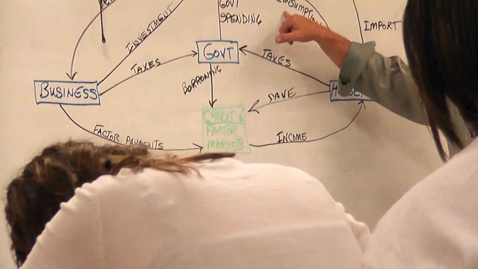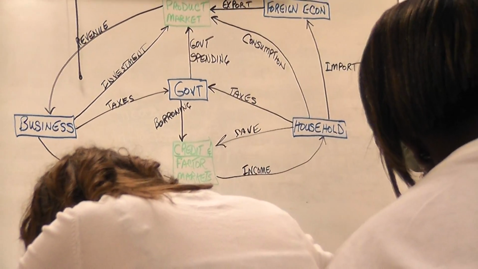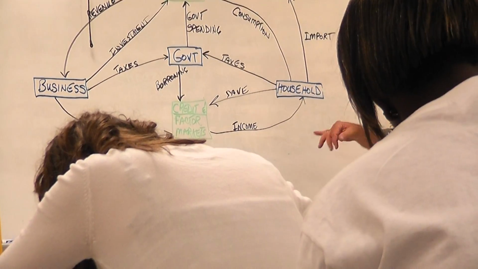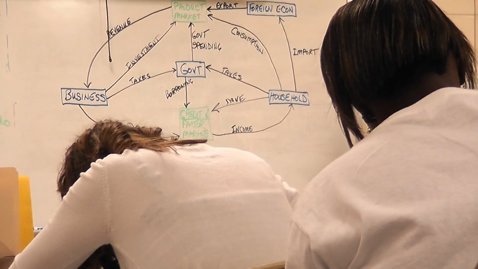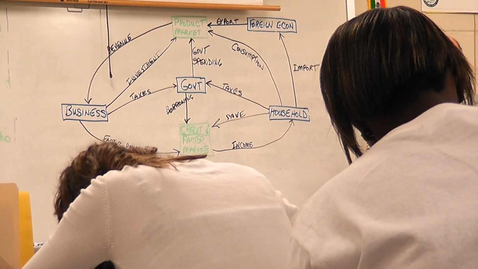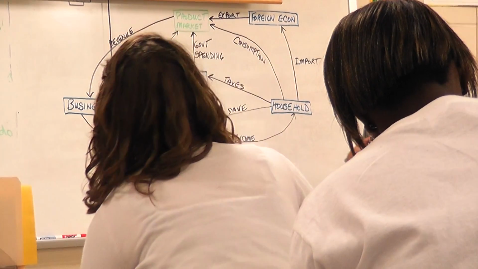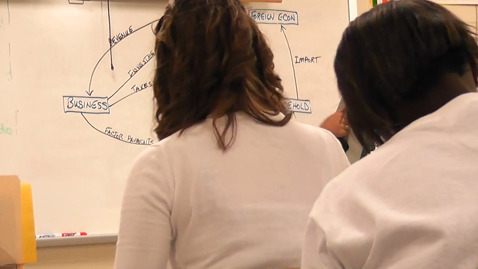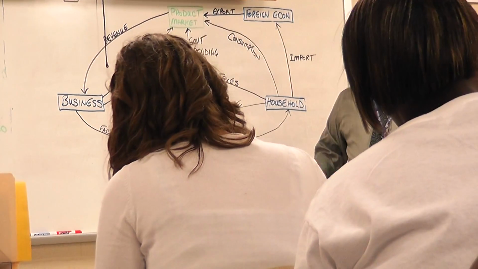Consumption. When you spend money, that's called consumption. And you are a consumer. You are a consumer of goods, all right? And when you buy things, that's called consumption. Now, that's the second thing that you can do.